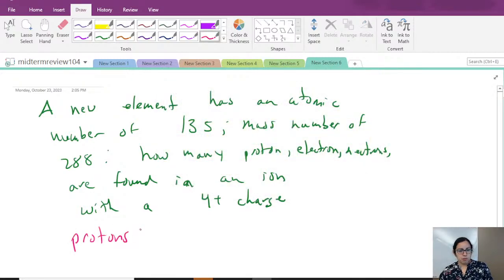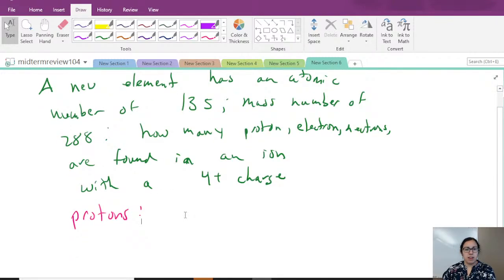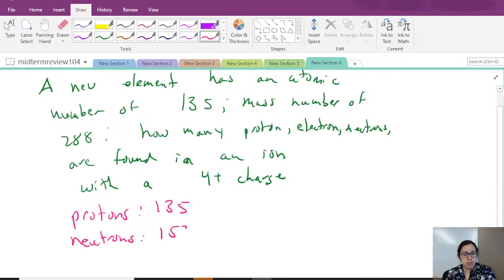So let's start with protons. How many protons do we have? So 135, excellent. And if we have 135 protons, how many neutrons do we have? So 153. We all just took 288 minus 135, right? And then how many electrons, since it said it has a 4 plus charge? So 131.